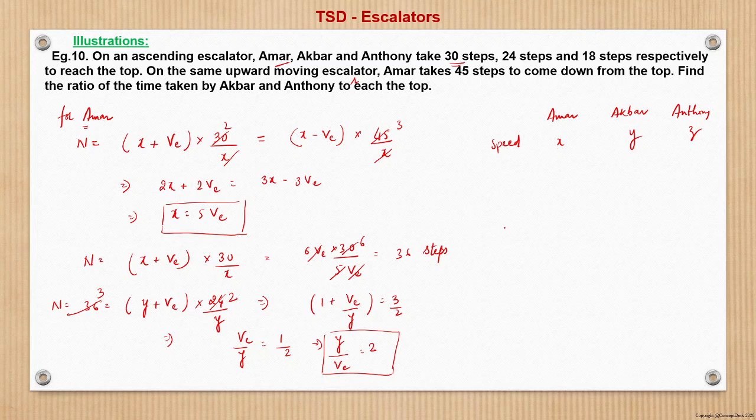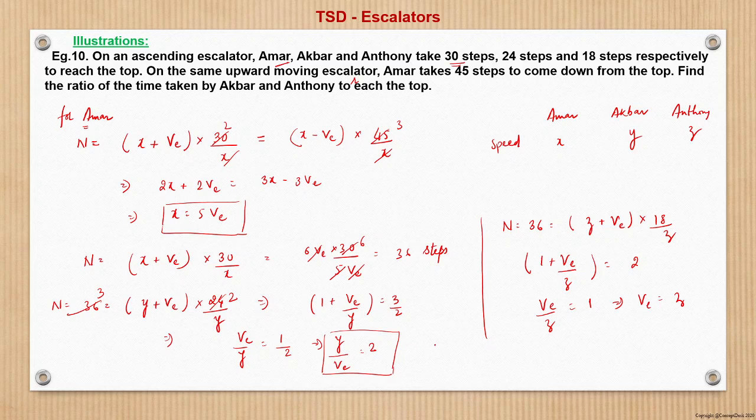And then the third case, for Anthony, N remains the same as 36. The effective speed for Anthony will be z plus VE, and Anthony takes 18 steps at a speed of z. So it is again the same: 1 plus VE by z is equal to 2, as 18 will divide 36 two times. So from here we can say VE by z is equal to 1. This means that VE is equal to z.